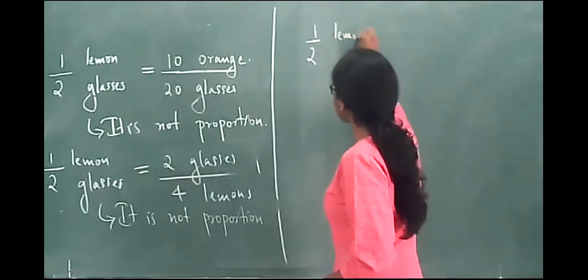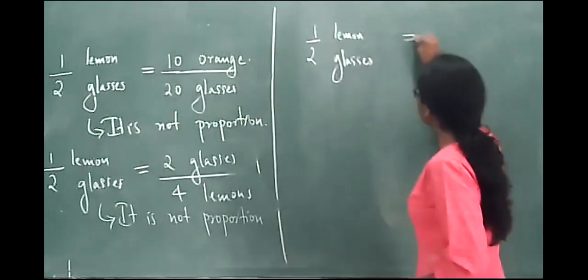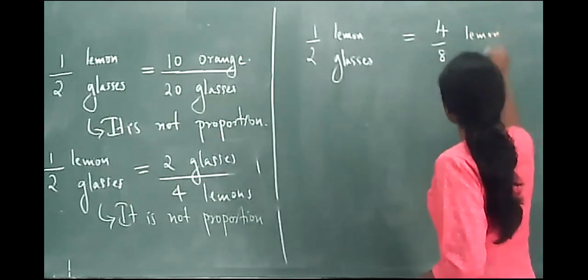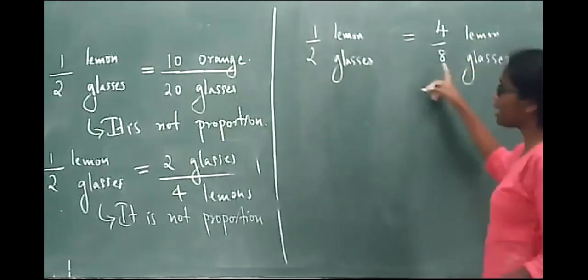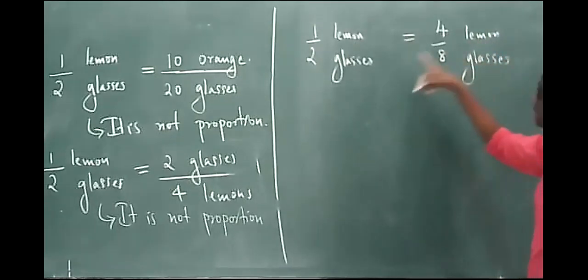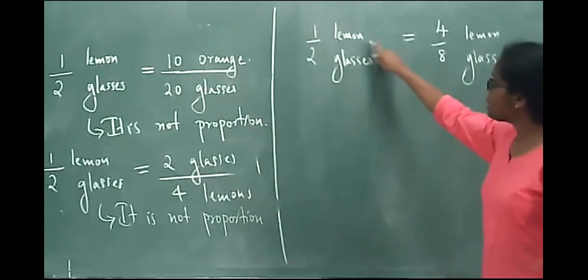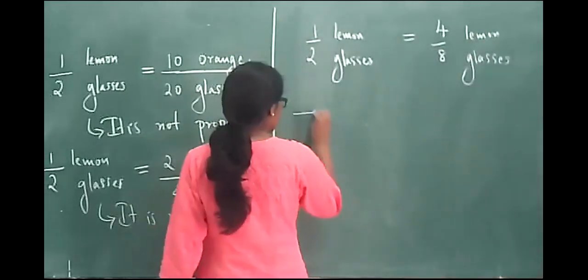You can do. So lemon glasses is equal to say 4/8 lemon glasses. So if you see, you have equivalent fraction. First check, lemon, lemon. Second check, glasses, glasses. Third check. So this is a proportion. The fraction which you are having should be equivalent. The units should be same. So this is a proportion. These are not proportion, but this is a proportion.